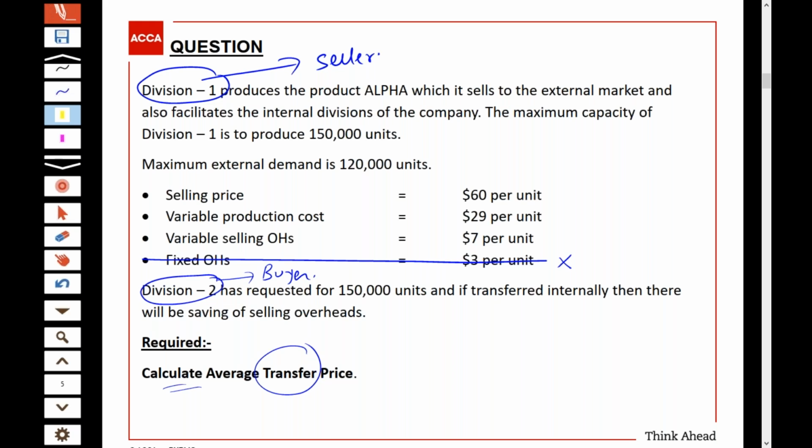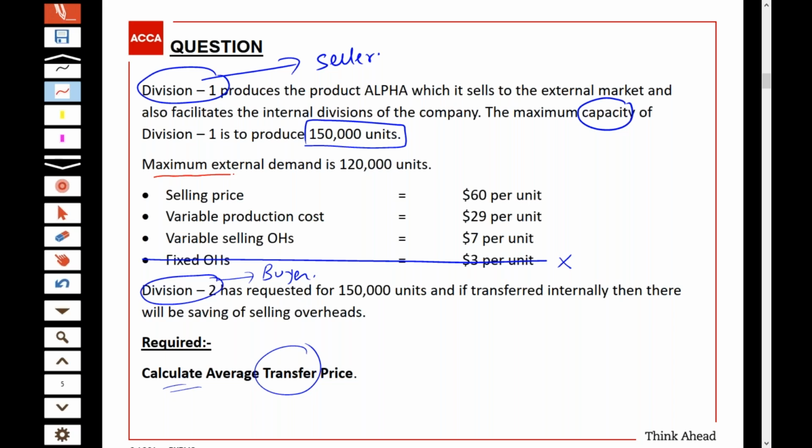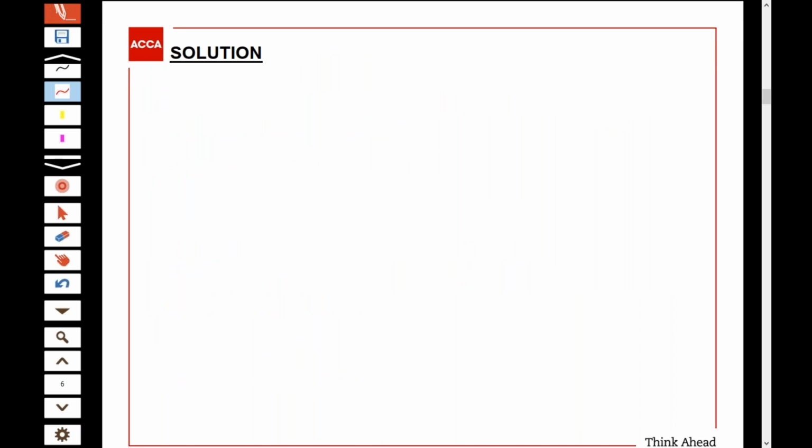Now, reading once again: it produces product alpha with the maximum capacity of 150,000. Now what is written here? Maximum external demand is 120,000 units. 120,000 units is the demand for the seller division. Now listen to me very carefully. Stop here. Now this is my next slide. I am writing something here in this slide, and this is very important.